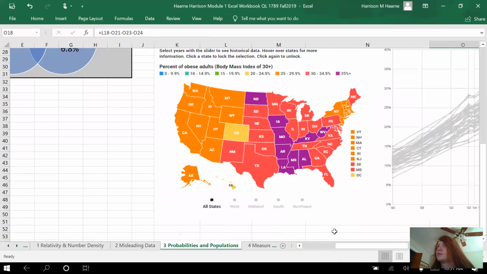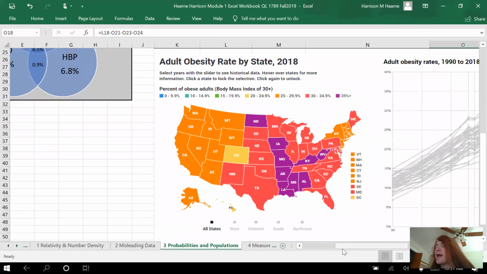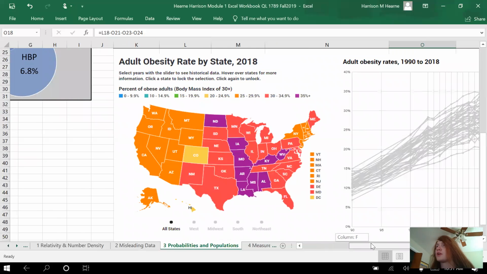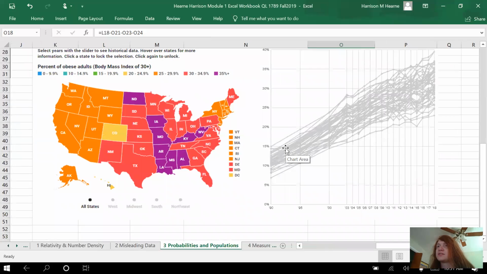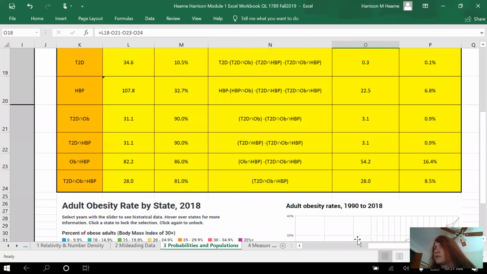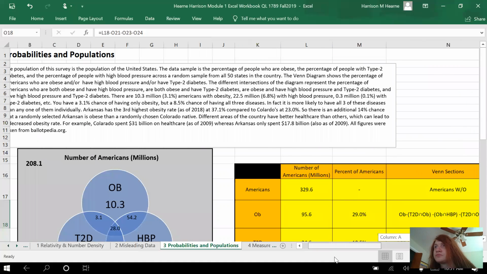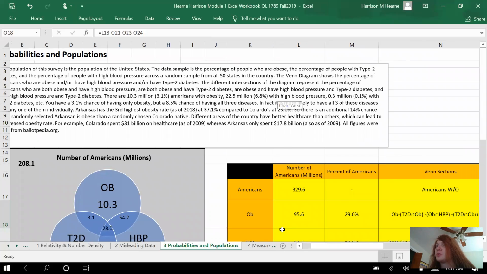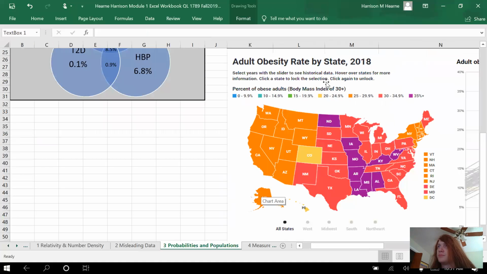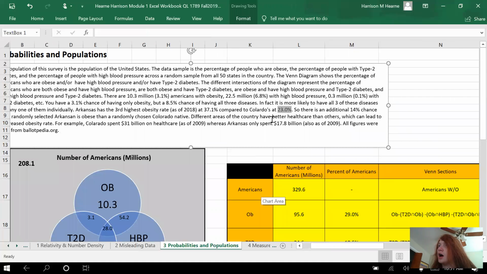Down here, we have a map of the obesity rate across the US from state to state. Colorado is number one. I wrote up here how much Colorado's is. So Colorado has an obesity rate of 23.0%. You can see right there, and that was taken from this source. So they are number one in the nation. They have the lowest obesity rate in the nation at 23%, which is still pretty high.